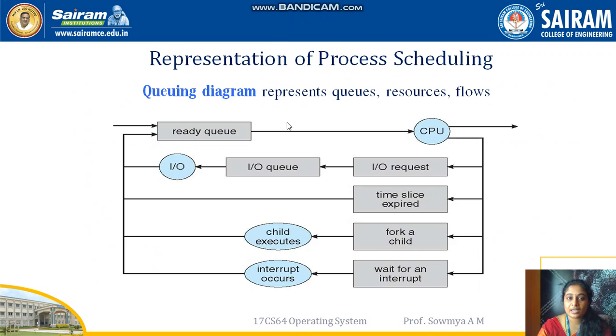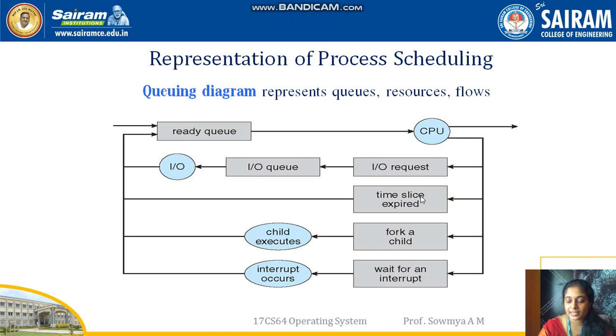Next, we'll see how a request for processing happens in the ready queue. The ready queue will have all the processes in the ready state, and one process will be given the CPU. Once the CPU is executing, many types of events can occur. First one is an input output request. Once an input output request is made by a process under execution, it goes to the input output queue, the input output operation is executed, and it goes back to the ready queue for its next operation.